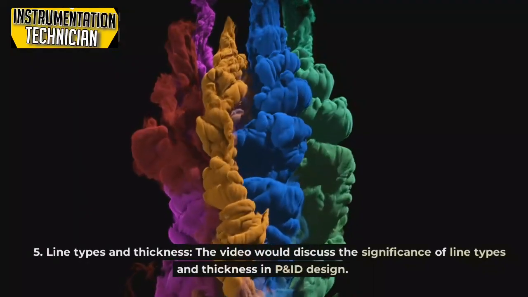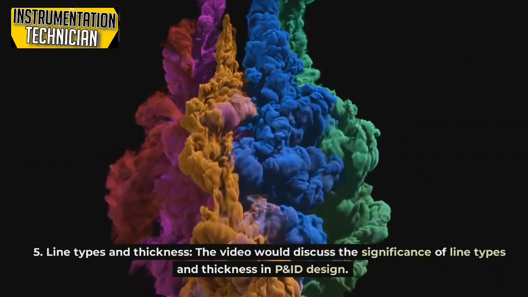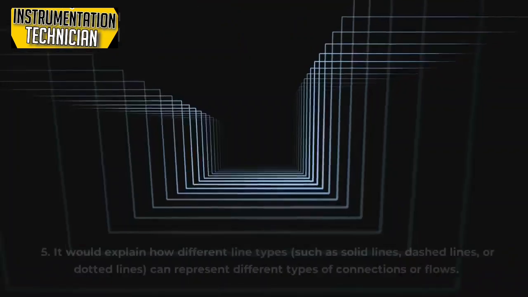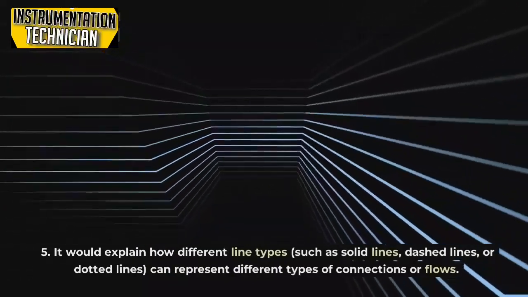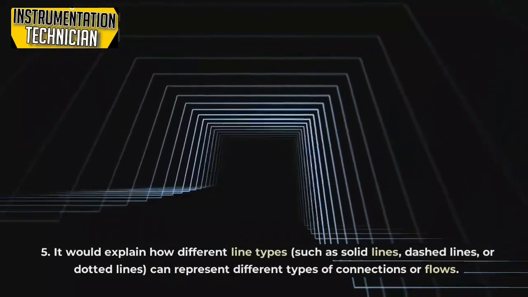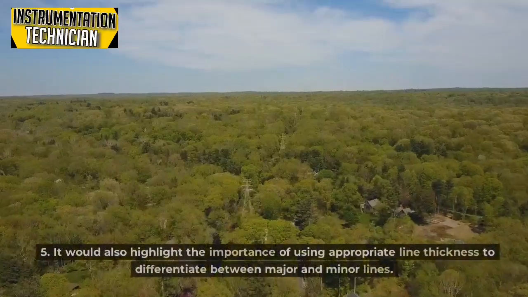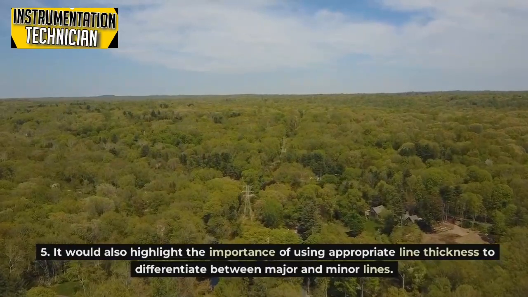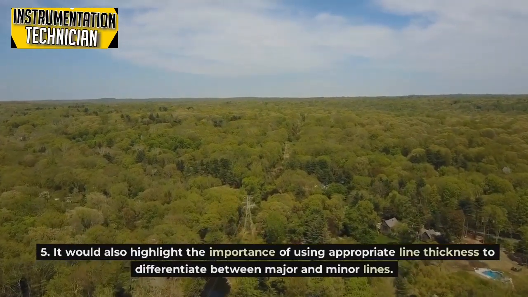5. Line types and thickness. The video would discuss the significance of line types and thickness in P&ID design. It would explain how different line types, such as solid lines, dashed lines, or dotted lines, can represent different types of connections or flows. It would also highlight the importance of using appropriate line thickness to differentiate between major and minor lines.